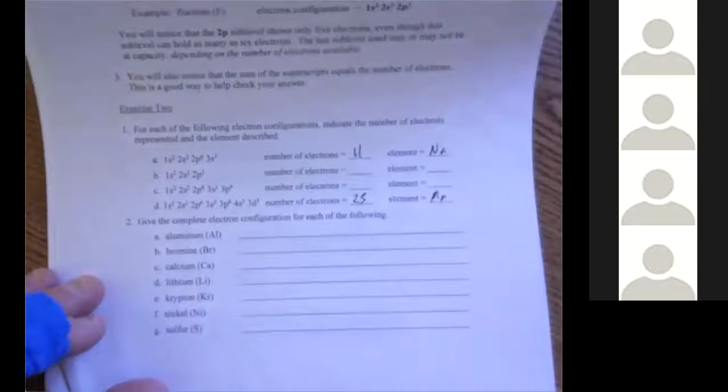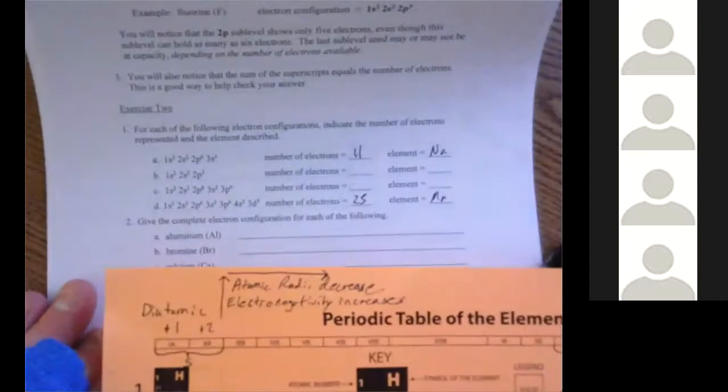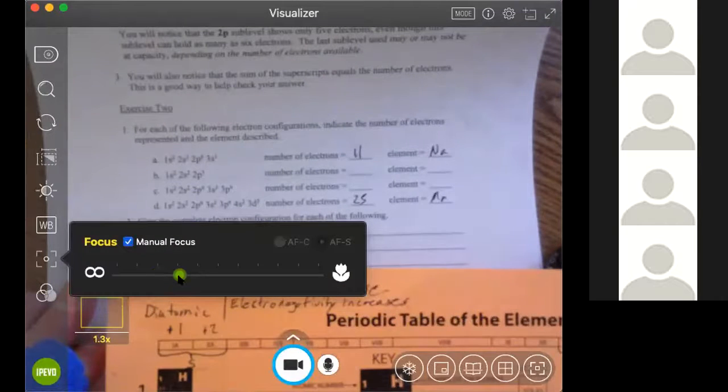Louder? 11, yep. Is it fuzzy? Let me make it better. See if I can make it better. Better?